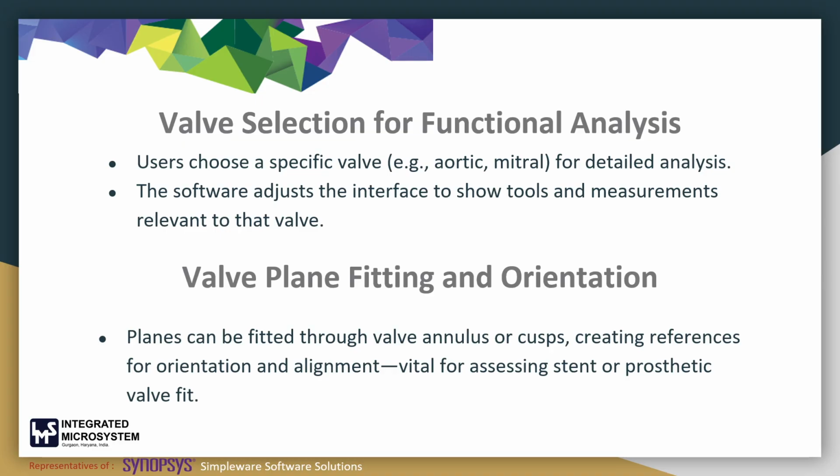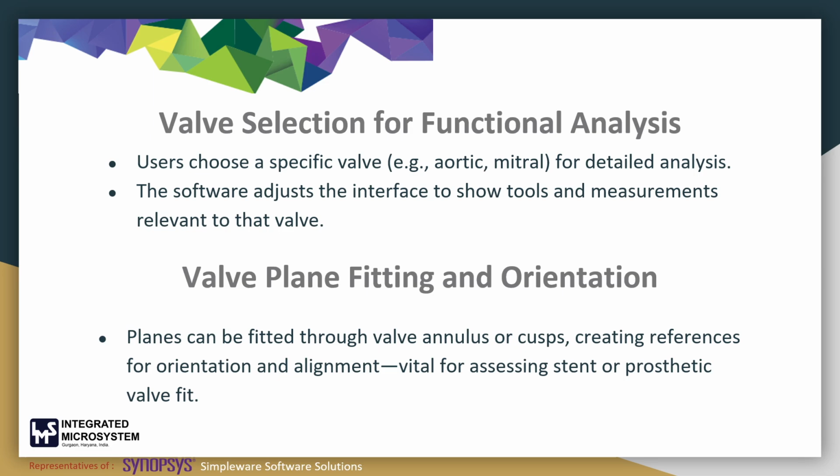In simple way, wall plane fitting is typically performed using anatomical landmarks such as wall cuts, valve cusps, annuli, and ostia that are either auto-detected or manually placed. The software then fits a geometric plane which passes through these reference points, creating a consistent orientation for measurements and downstream tasks.